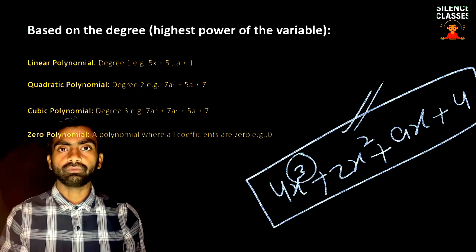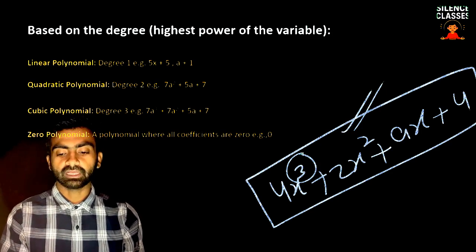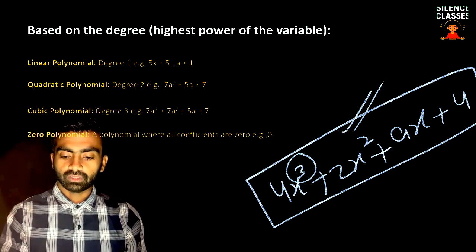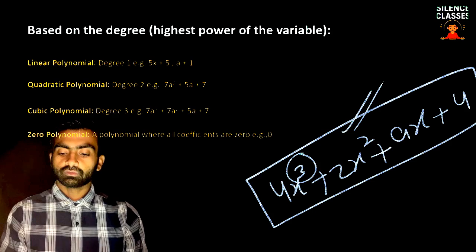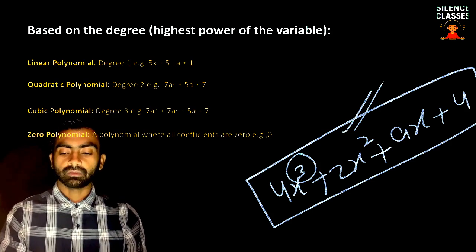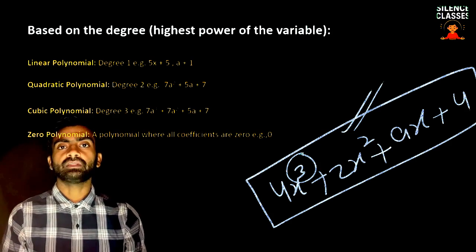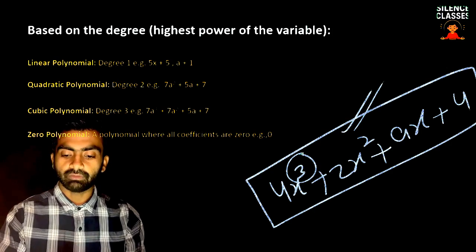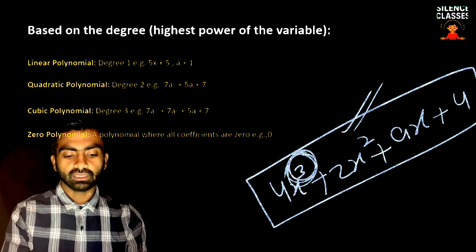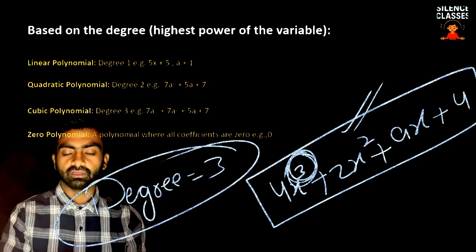First of all, we will check whether the given equation is a polynomial or not. It is a polynomial because there is no negative power and there is no fraction. Power is there, so the equation given to us is a polynomial, and then we will find the highest degree. The highest degree means the highest power, that is 3. So the degree of this given polynomial is 3.